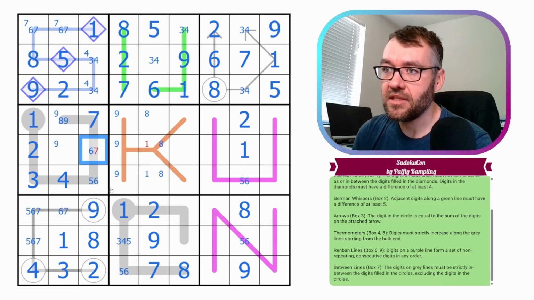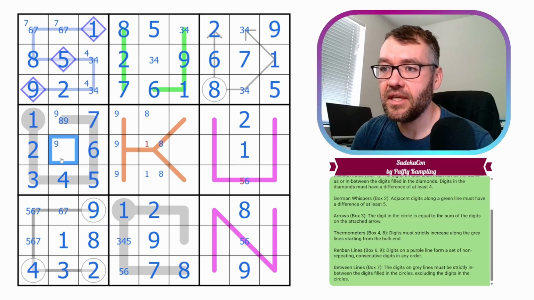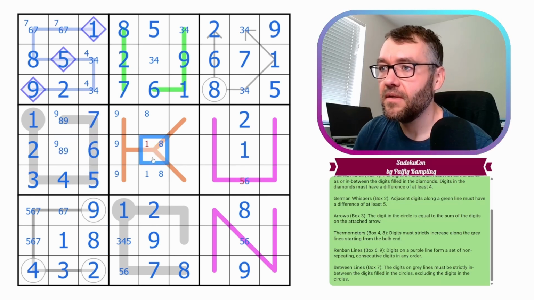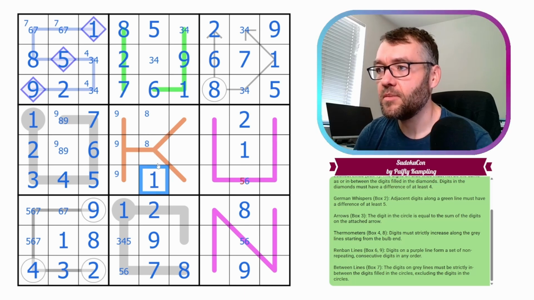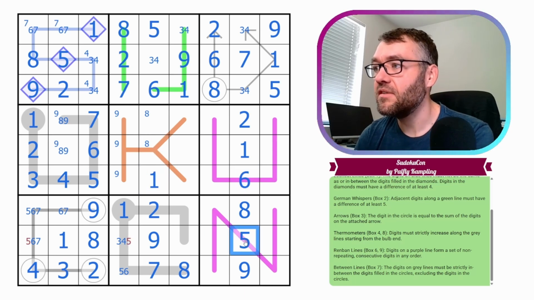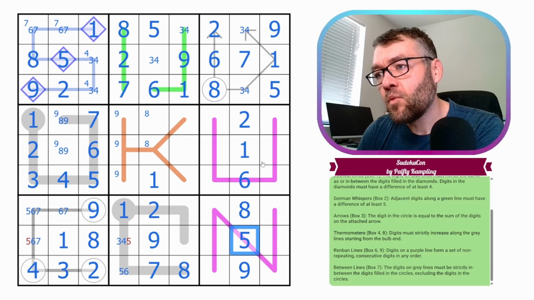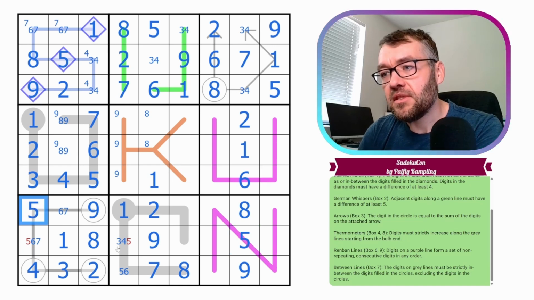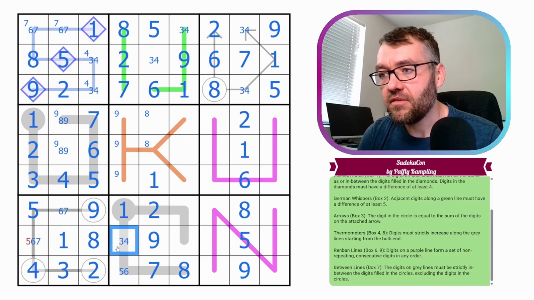That makes this a 7, and this a 6, and this a 5. This is still an 8, 9 pair over here. Okay. This is no longer a 1. This forces this to be a 1. This is a 6, and this is a 5. That makes this a 5. This is no longer a 5.